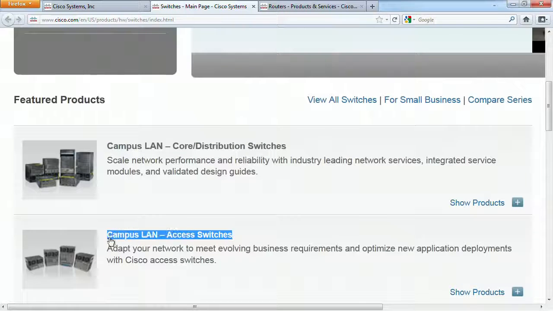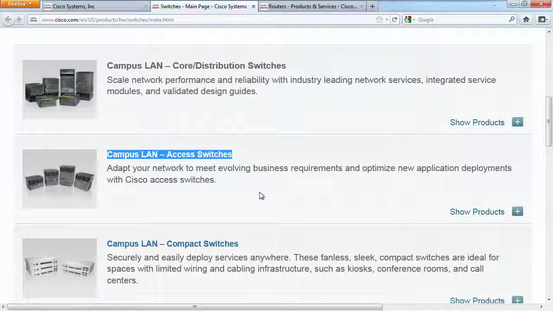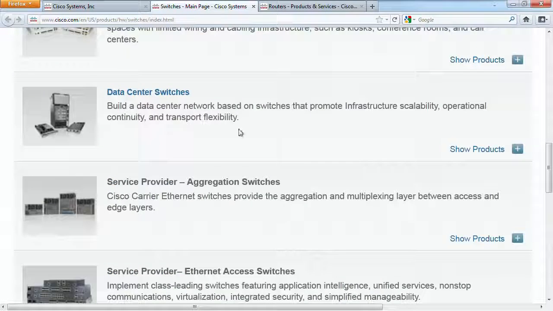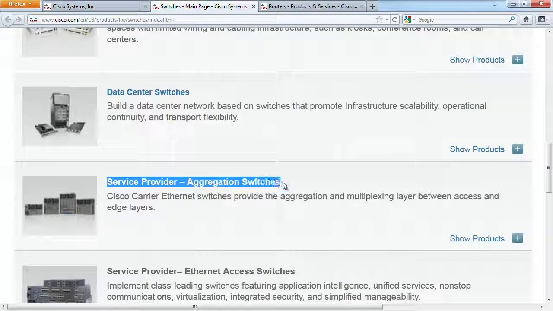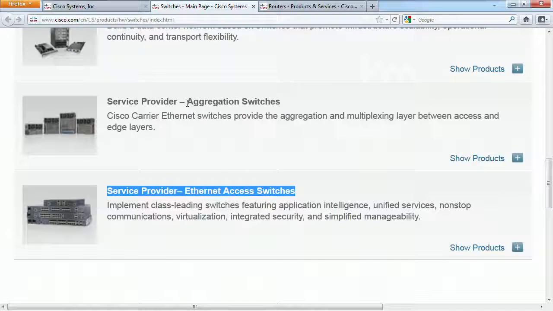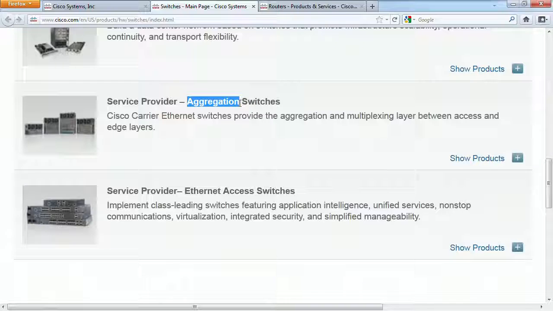Then the access layer switches are typically the ones that would go in the wiring closet on the floor of your office, where your actual phone is plugged in, or where your actual PC is plugged in. Then they get a little bit more detailed for specific applications, like ones for data center applications, or ones for service provider aggregation or service provider Ethernet access, where the term aggregation basically means taking smaller portions of the network and combining them into larger single points in the network.